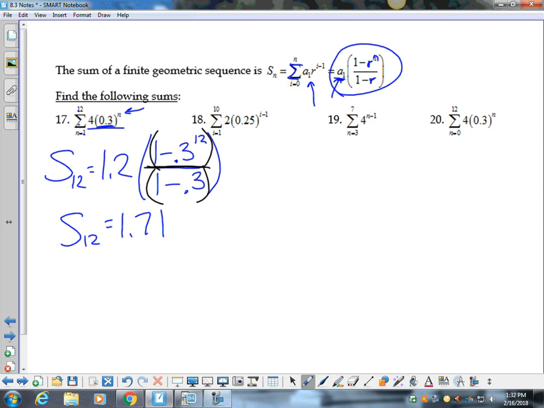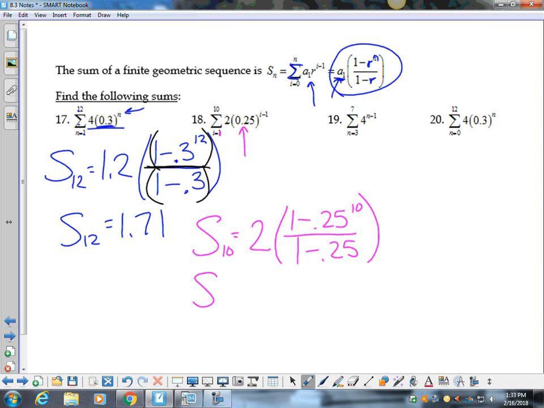Okay, number 18, I'm finding the sum of the first 10 terms. To find my first term, I'm going to plug in a 1, because that's where I'm starting. Plug in a 1. 1 minus 1 is 0. So 0.25 to the 0 is going to be a 1, and 1 times 2 is 2. And then 1 minus, there's my r. 0.25 to the n, I'm going 10 terms. You're going to pause it and plug all that in, and when you're done, you should have a 2.67.